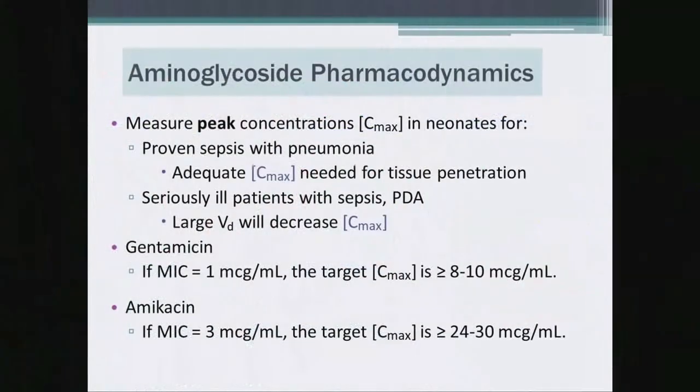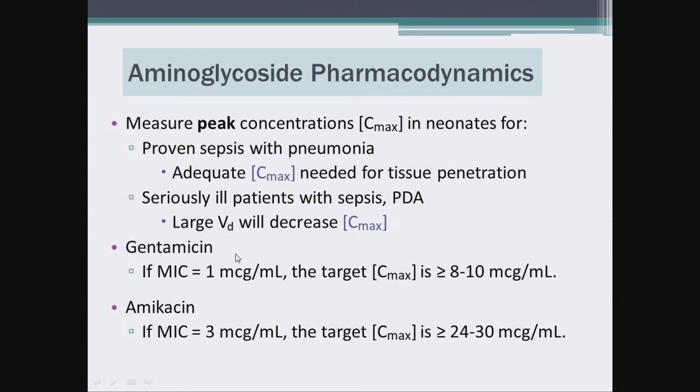When should we measure peak concentrations? I recommend measuring peak concentrations in neonates for those babies who have proven sepsis with pneumonia, because the peak serum concentration, the Cmax, is needed for tissue penetration, especially into the lung. I also recommend measuring peak concentrations for seriously ill babies with sepsis and PDA, because if you recall from one of my earlier slides, the volume of distribution is increased, and that large volume of distribution will actually decrease your peak serum concentration.